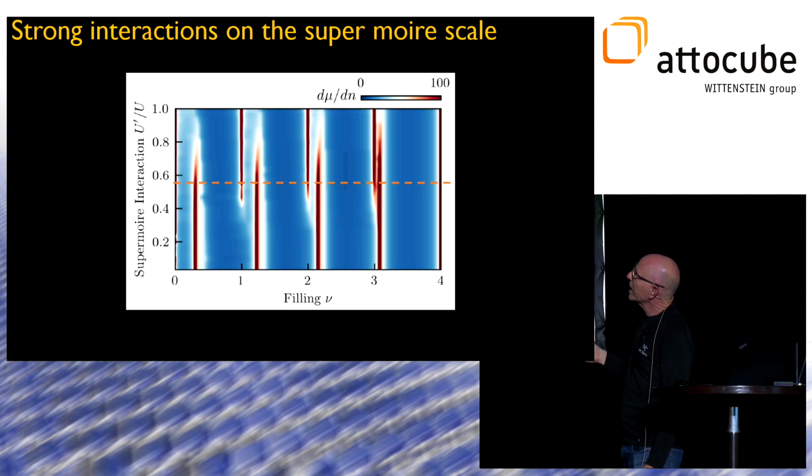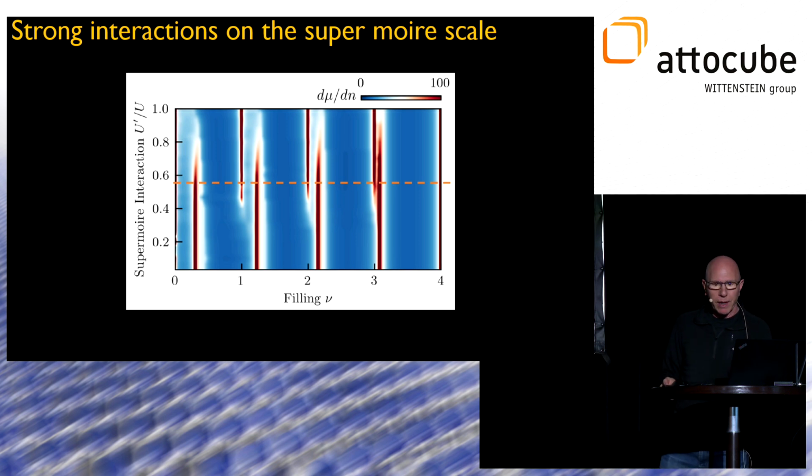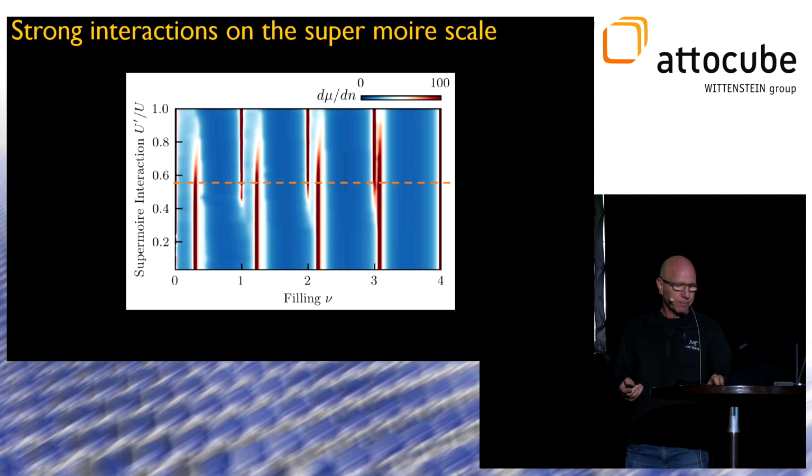But you see that the range of parameters that produce this is narrow, and for some reason, this is the range of parameters that the system has chosen.